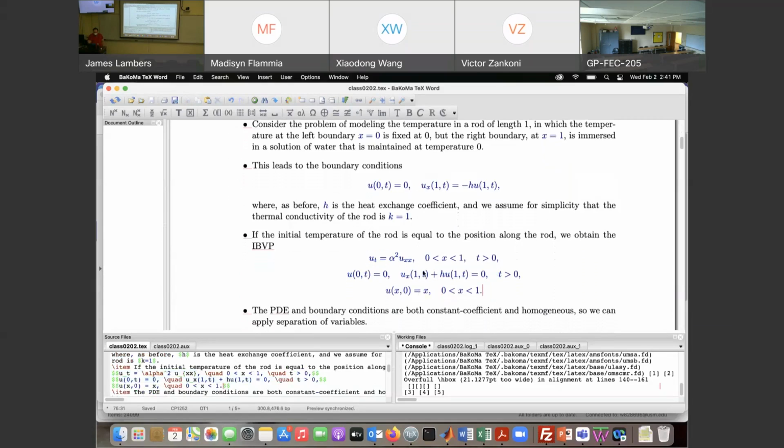Now, the PDE is homogeneous, as I mentioned, it's constant coefficient. The boundary conditions are homogeneous, so we have 0 on the left side and 0 on the right side. So the point is, because of all these conditions, this problem is suitable for separation of variables.